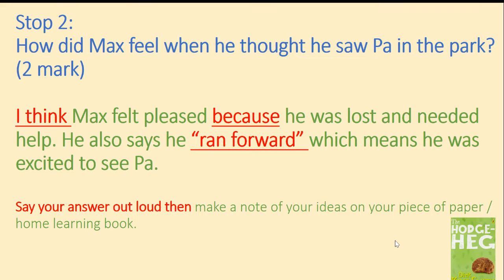Now I'm going to back it up with some evidence. I think Max felt pleased because he was lost and needed help. He also says he ran forwards, which means he was excited to see Pa. Okay, now it's your turn. How did Max feel when he thought he saw Pa in the park? I want you to say your answer out loud and then write it down. Press play again when you're ready to carry on. Press pause now.